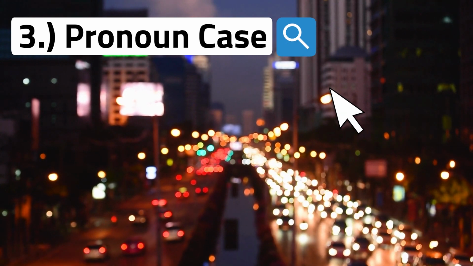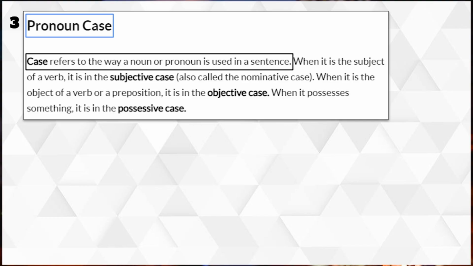Term number 3 discusses pronoun case. Case refers to the way a noun or pronoun is used in a sentence. When it is the subject of a verb, it is in the subjective case, which is also called the nominative case. When it is the object of a verb or a preposition, it is in the objective case. When it possesses something, it is in the possessive case. And obviously, you may not know what all those mean, but we're going to break apart what each of those refers to. Just know pronoun case refers to subjective case, objective case, and possessive case, and then we can go from there.